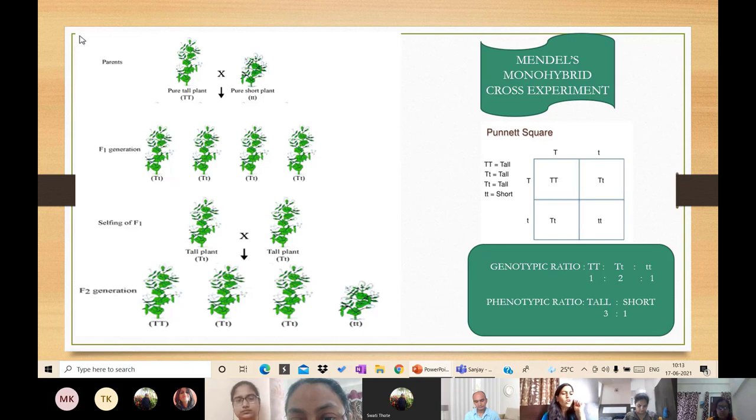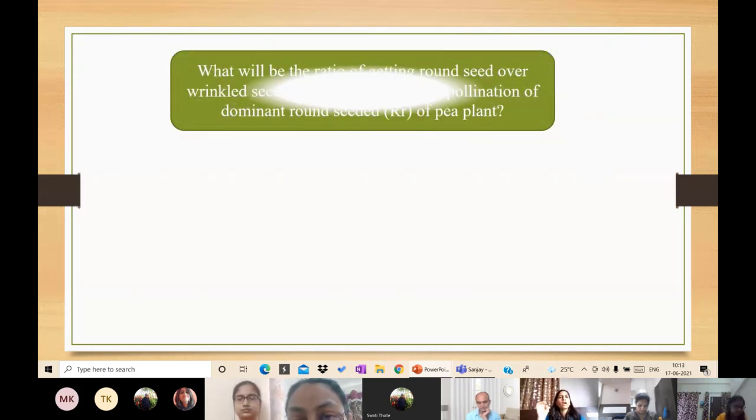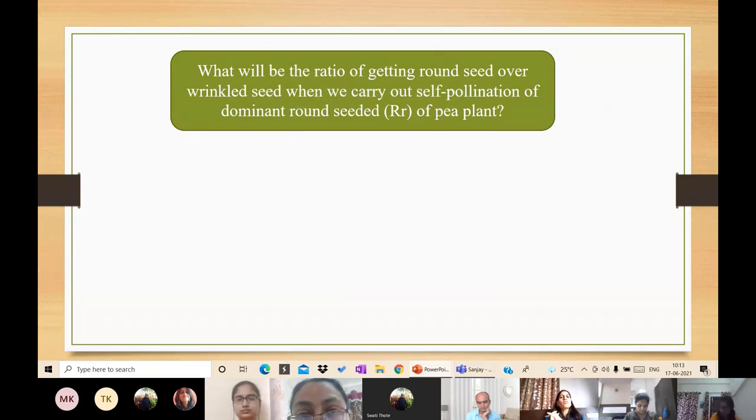Now let me find out whether you are clear with this or not. Everybody, get ready with your pencil and your copies. Please solve this: what will be the ratio of getting round seed over wrinkled seed when we carry out self-pollination of dominant round seed, that is capital R small r, of pea plant? Before you jump to the solution, please explain what I mean by self-pollination. What is cross-pollination?